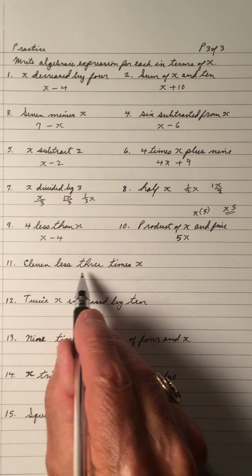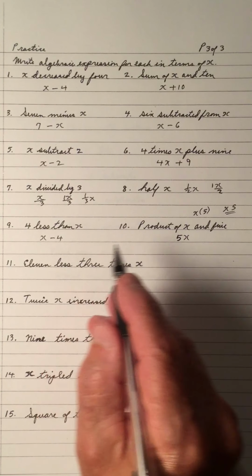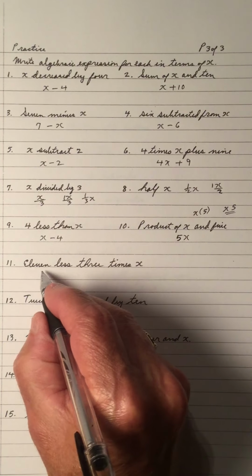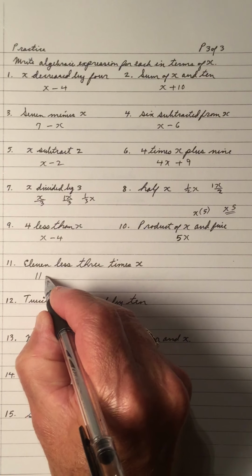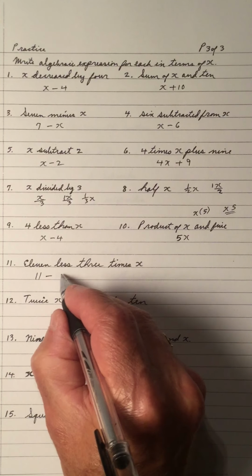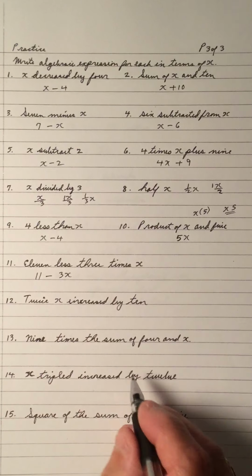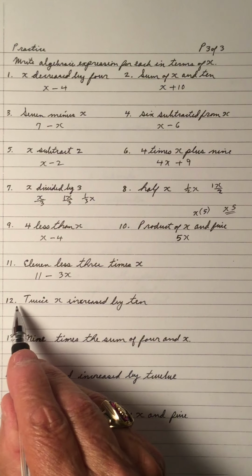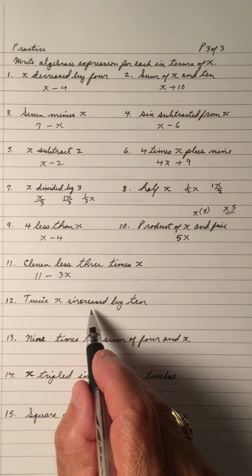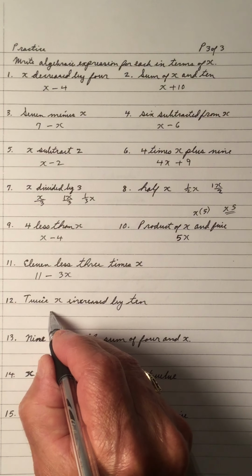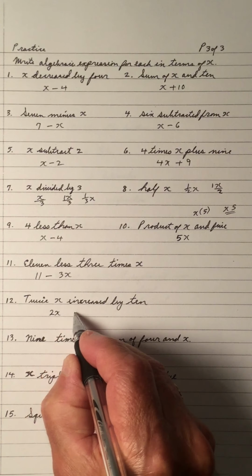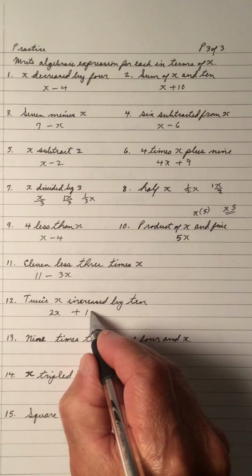11, less 3 times x. 3 times x means multiply, so 11 less is subtract, 3 times x is 3x. Number 12, twice x increased by 10. So twice means multiply by 2. So twice x, increase is add 10.